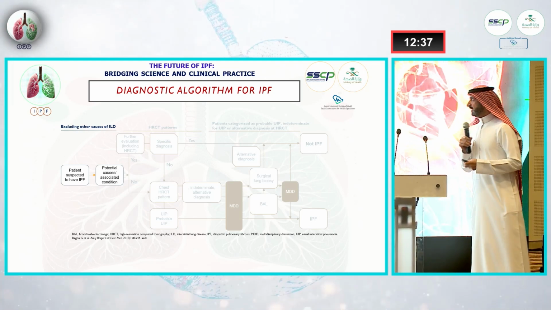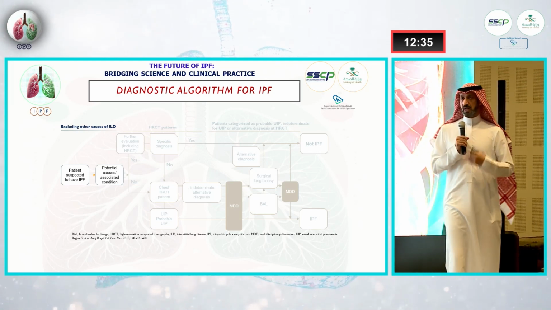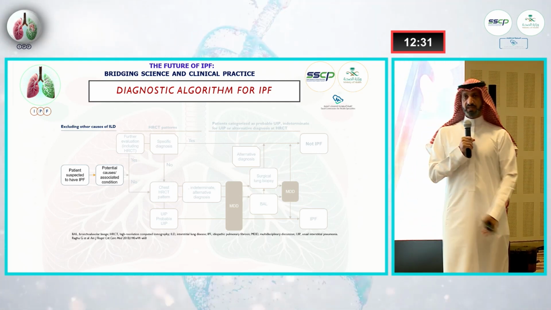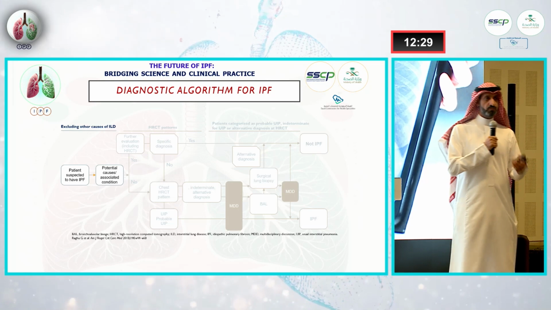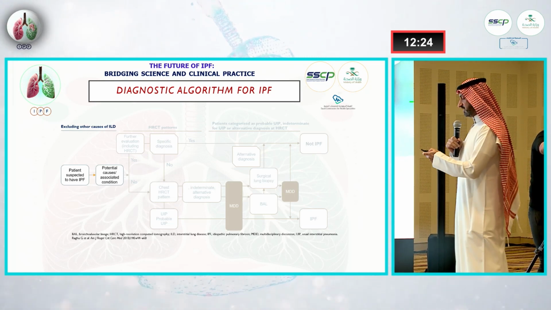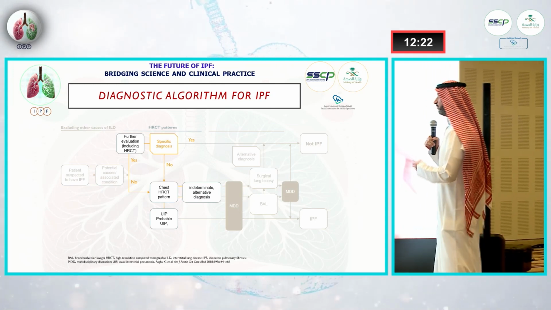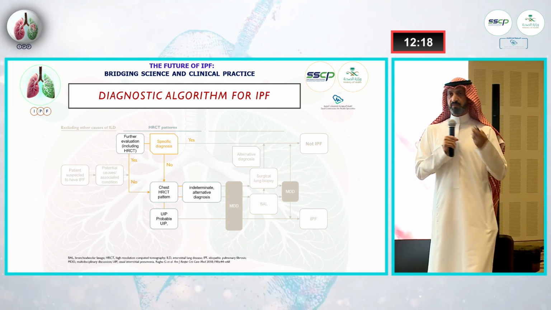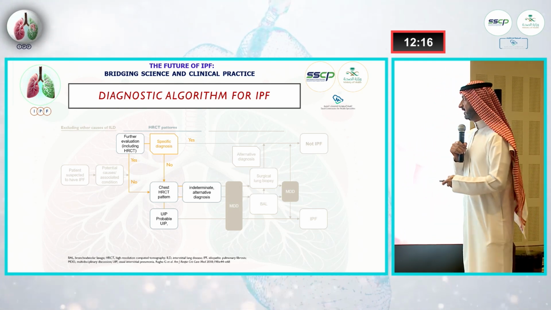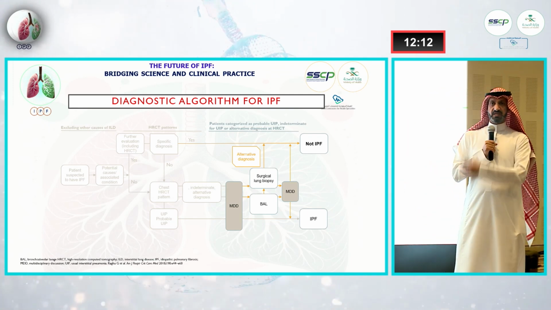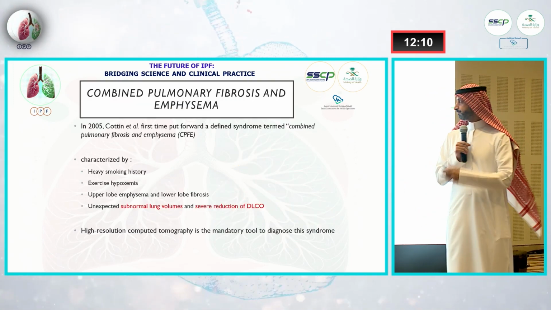So I believe that our colleague went through this algorithm, and this is what we did in our presentation, in our case. We did a detailed and comprehensive history and physical examination, followed by some serology tests, and based on what we have, we did a CT scan to see if the patient had UIP or probable UIP, and after MDD, we can say this is IPF or there is an alternative diagnosis.